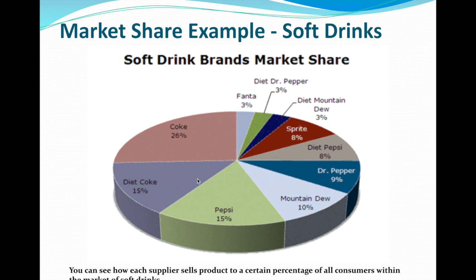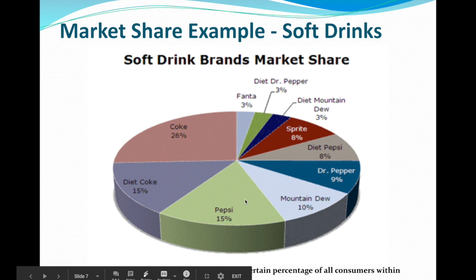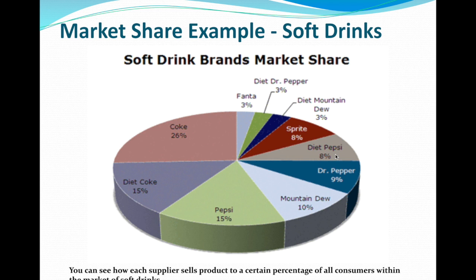So if you were to look at any given shop that sells soda, 25 or 26% of their sales would be for the product Coke. It's kind of crazy if you think about it. That's a lot of Coke. And each one of these slices represents a percentage of the amount of sales that go towards soda pop. And so we've got Coke at 26, Diet Coke at 15, Pepsi at 15, Mountain Dew for 10, Dr Pepper for 9, Diet Pepsi for 8, etc.